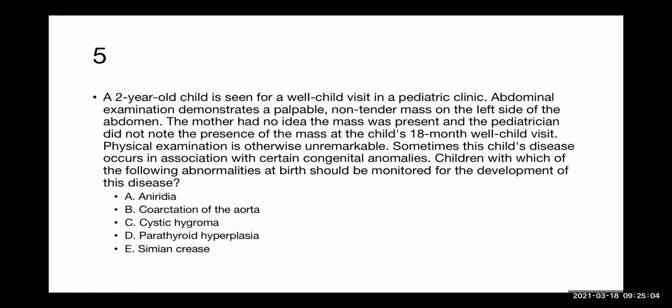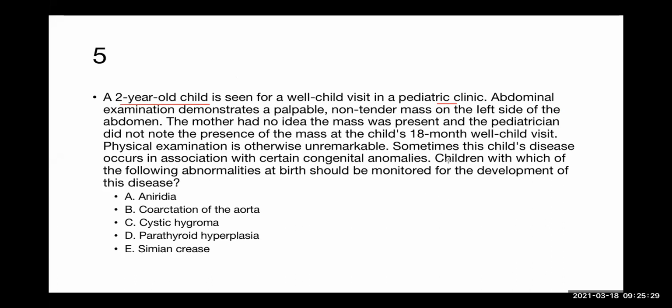Let's solve case number 5. Let me go through it again. A 2-year-old child is seen for a well child visit in a pediatric clinic. Abdominal examination demonstrated a palpable non-tender mass on the left side of the abdomen. Same case again, absolutely same. But what question have they asked? You already know this is a Wilms tumor case.